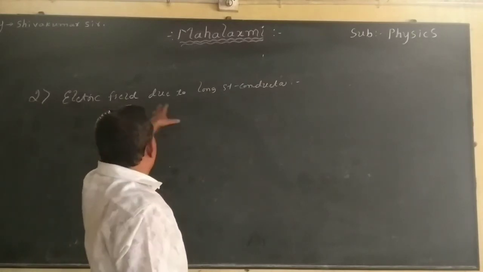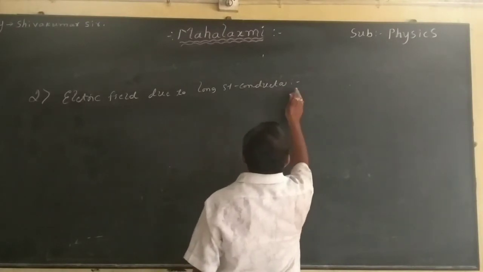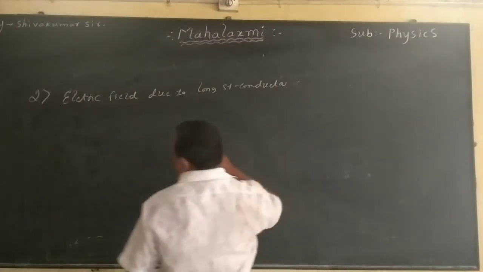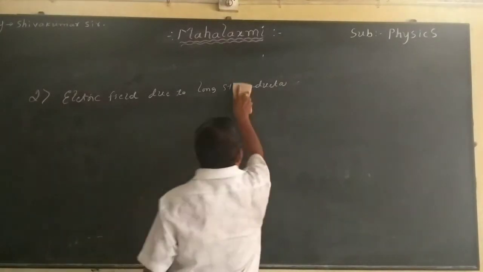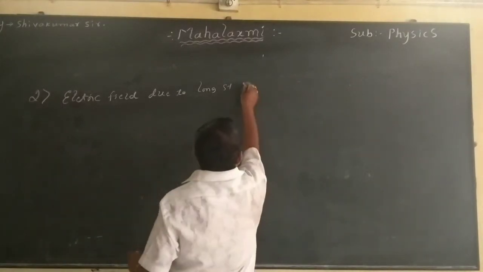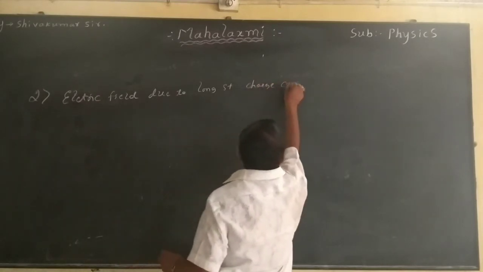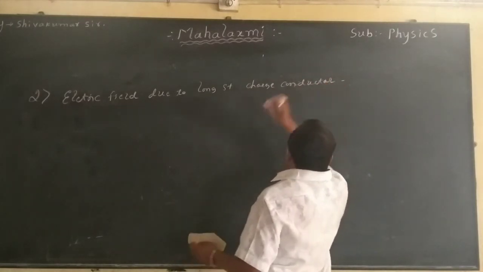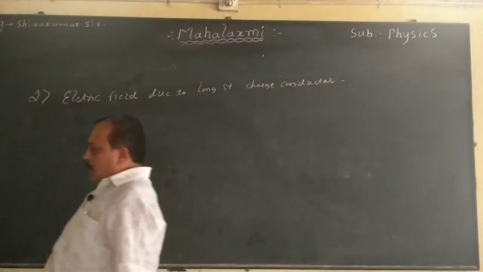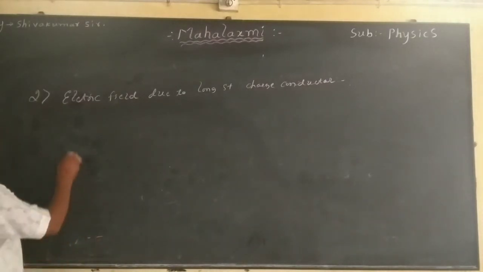I want to calculate the electric field due to a long straight charged conductor of infinite length. That should be understood. Then I take the straight conductor. Now this is my straight conductor.